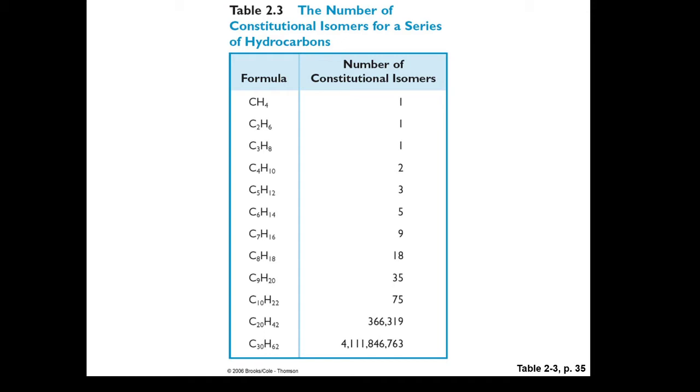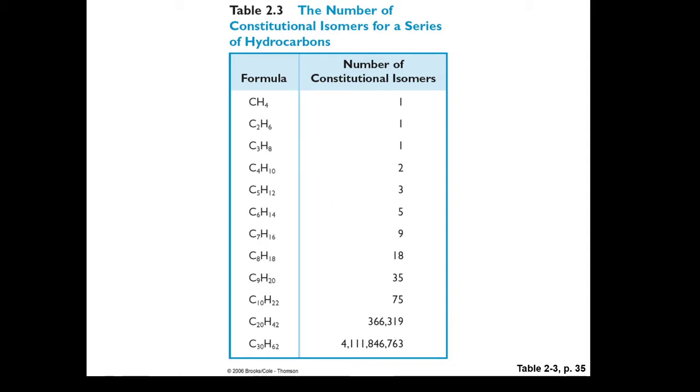But the more carbons I have, the more possibilities I have for isomers. So CH4 has 1, C2H6 only has 1 possibility, and these are known as hydrocarbons because all they contain is carbon and hydrogen. C4H10 has 2, C5H12 has 3, and so on.